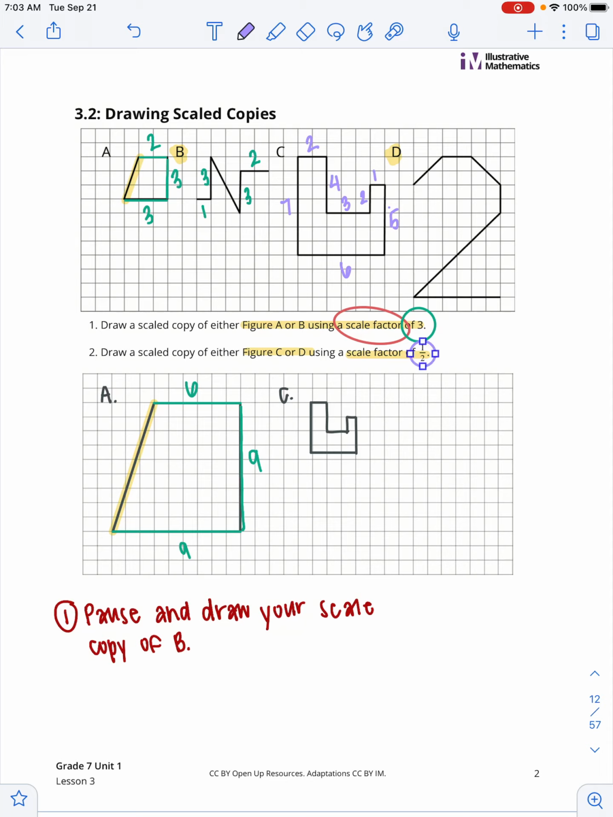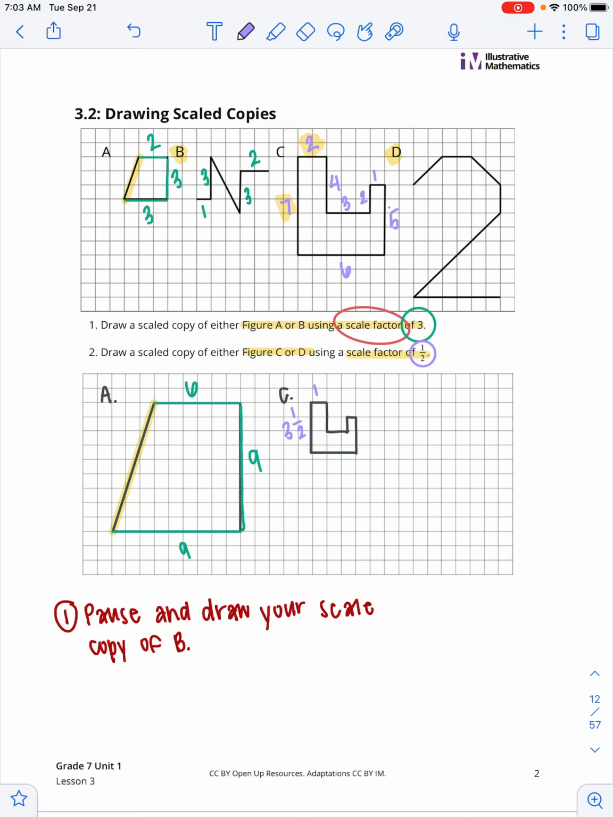So for example, you can see that this segment is 2 units long. So on my scale copy, it's 1 unit long. You can see that this segment is 7 units long. So on my scale copy, it's 3.5 because 3.5 is half of 7. I simply multiplied each of the side lengths in C times 1/2. And remember, multiplying times 1/2 is the same thing as dividing by 2.